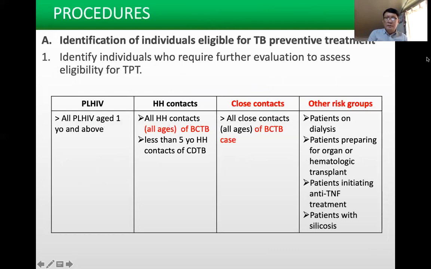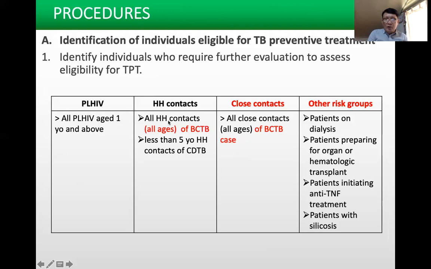So let's move on. Let's go to the procedures. A, identification of individuals eligible for TB preventive treatment. So how are we going to identify the individuals eligible for TB preventive treatment? Number one, identify individuals who require further evaluation to assess eligibility for TPT. So as for PLHIV, all PLHIV age 1 year old and above. Okay, so you have to evaluate them, assess them for eligibility for TPT.